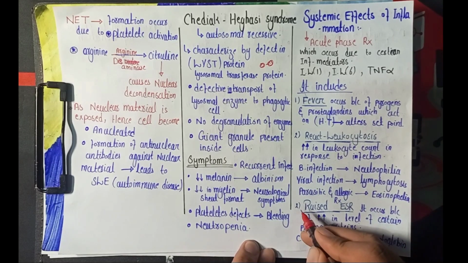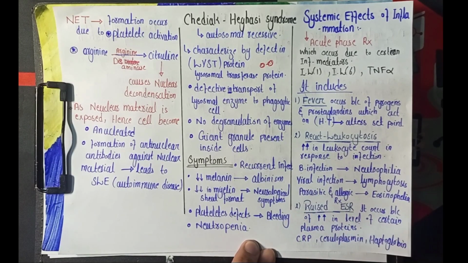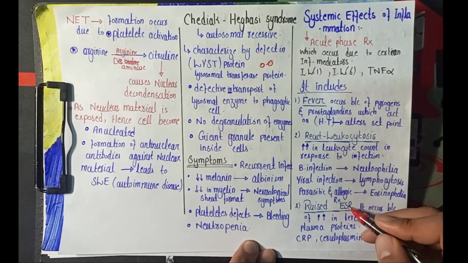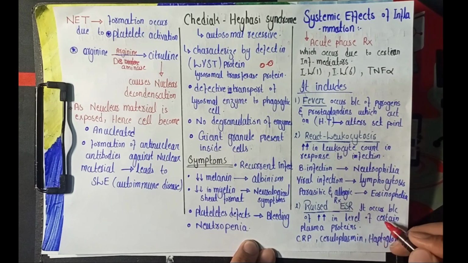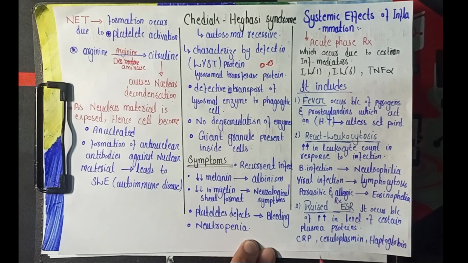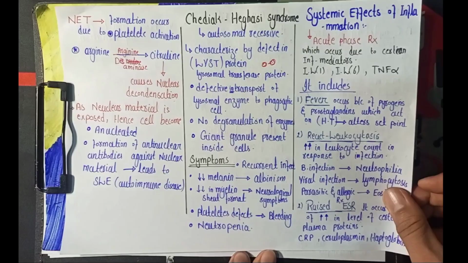Similarly, during inflammation there may be an increase in the ESR. ESR stands for erythrocyte sedimentation rate, and the increase in the ESR occurs due to an increase in the level of certain plasma proteins like C-reactive protein, ceruloplasmin, and haptoglobin.